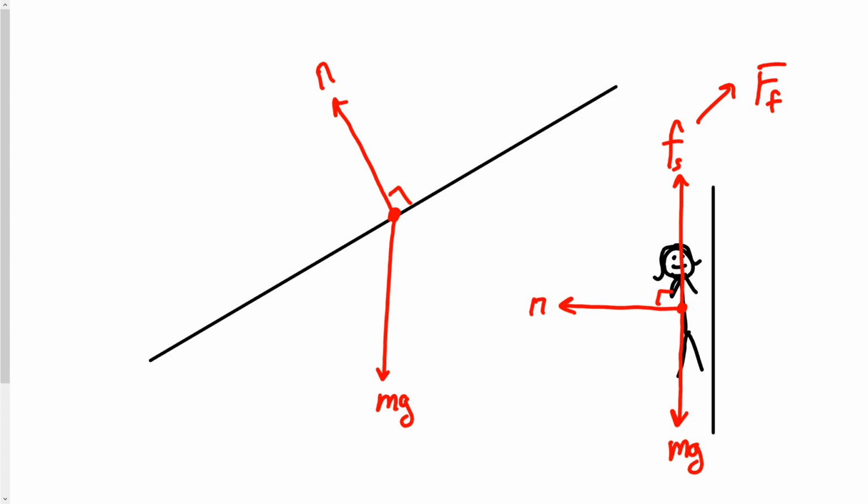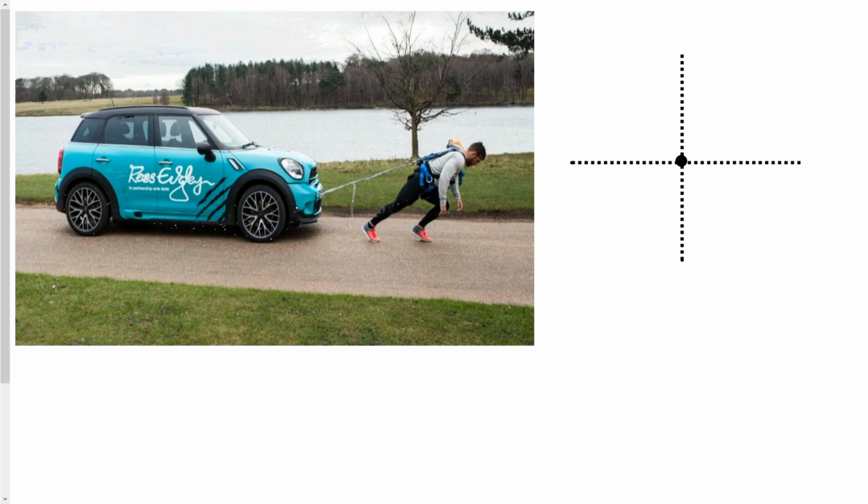So let's take a look and see if we can do. So here's somebody pulling on the car. And so the first thing I always tell people to do, hey, do your weight first. So do an mg. Let's get our weight going straight down. It's setting on a surface. So at 90 degrees to that surface, we have a normal force.